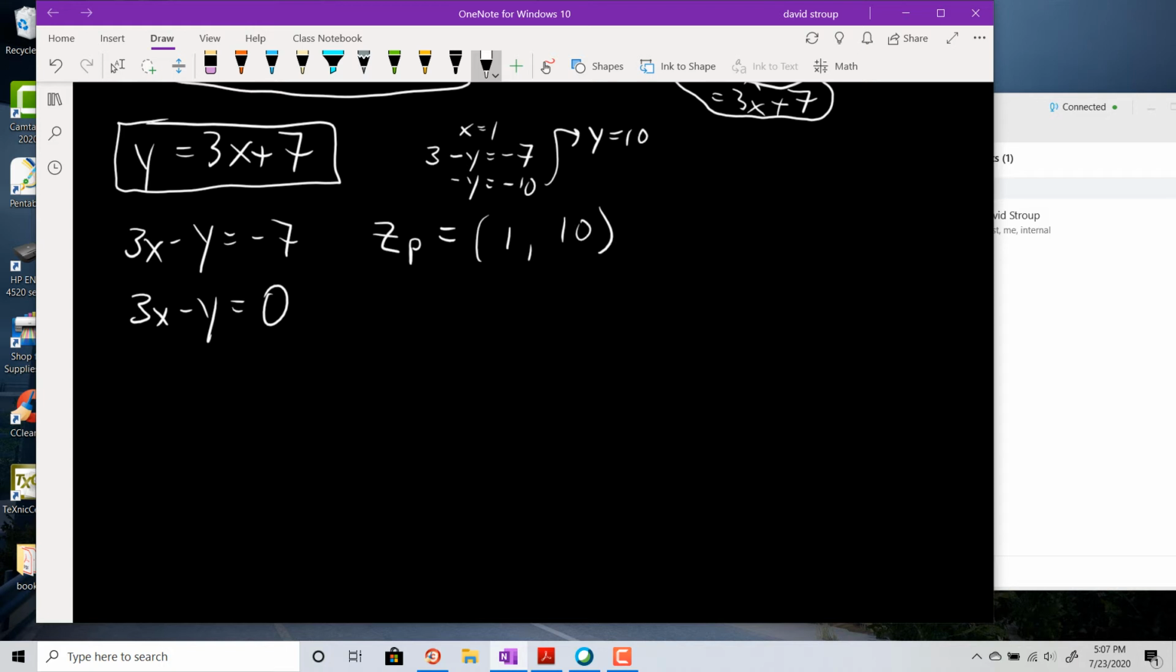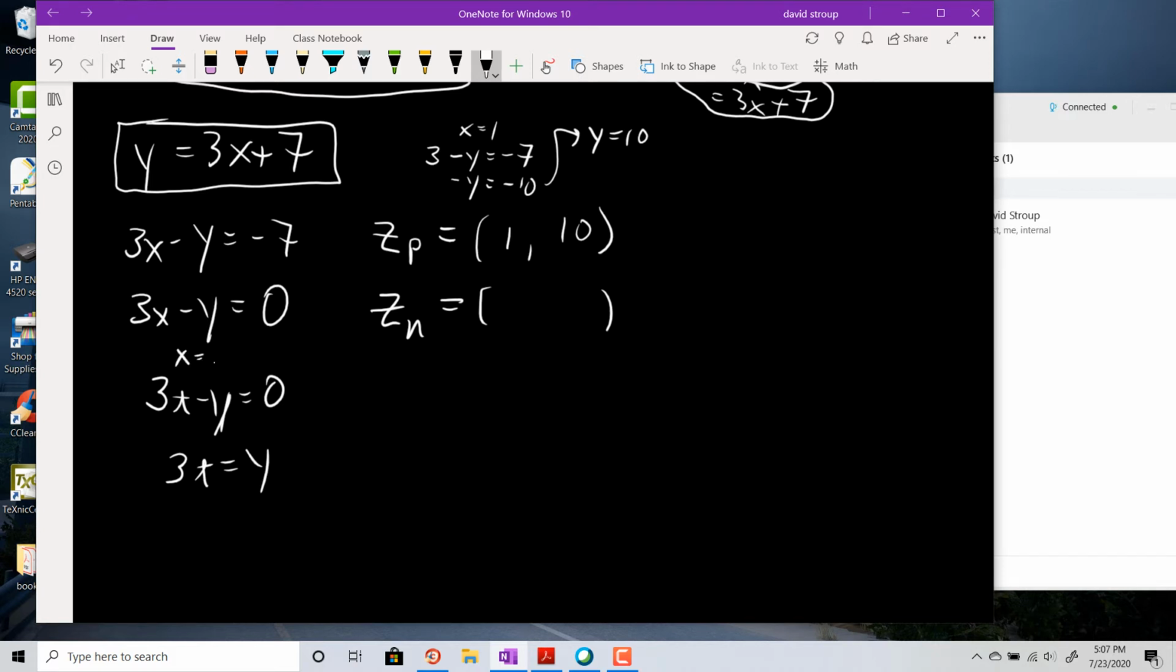Okay. Now I want a solution of this one where I made a 0 on the other side. I'll call that the null solution. Okay? And again, I'm going to get an ordered pair. But this time it's going to be in terms of an extra variable, my parameter. Okay? So I'm going to rewrite x as t. So I write 3t minus y equals 0, and then I'm going to solve for y. Okay, so I'm going to move y over. I get 3t equals y.